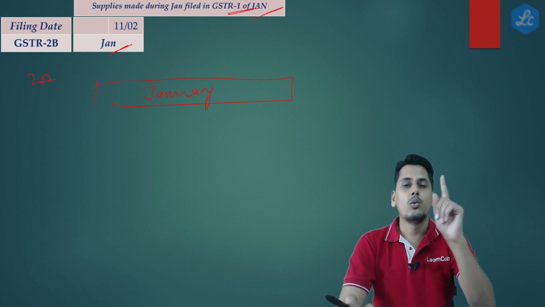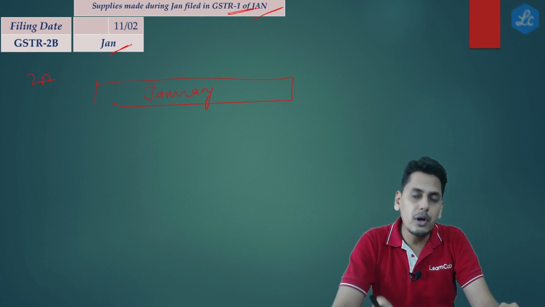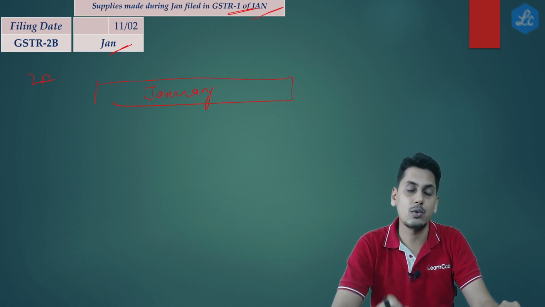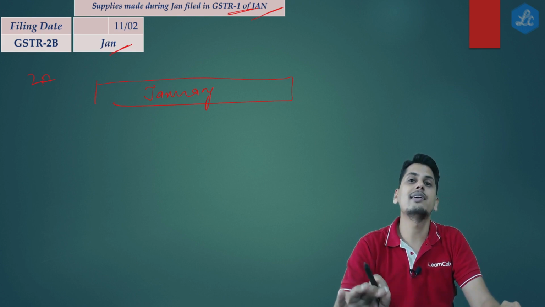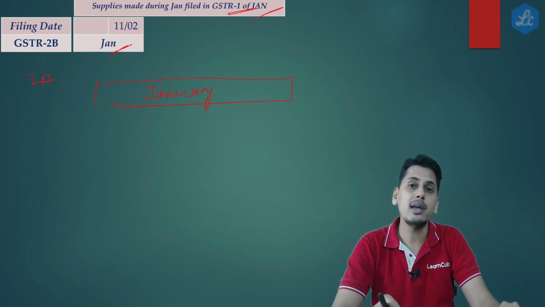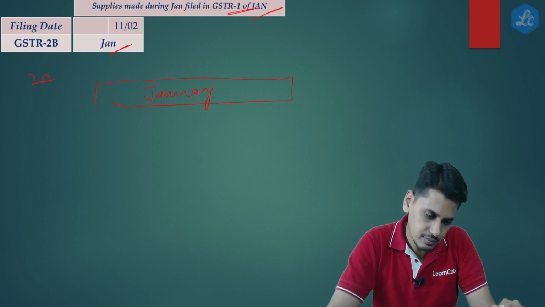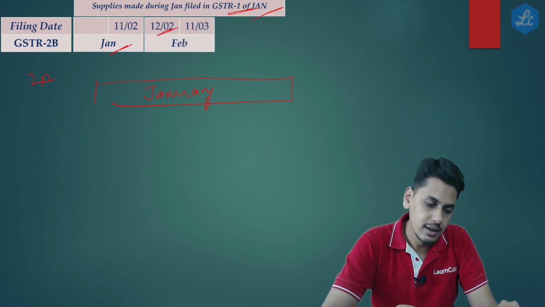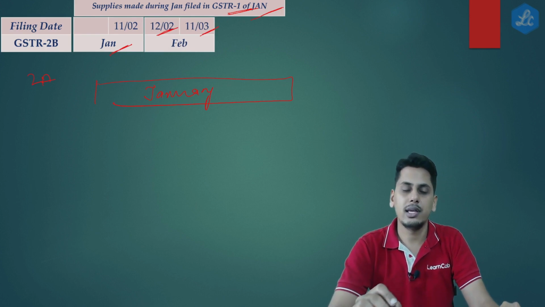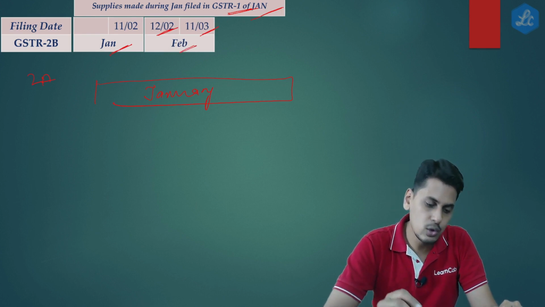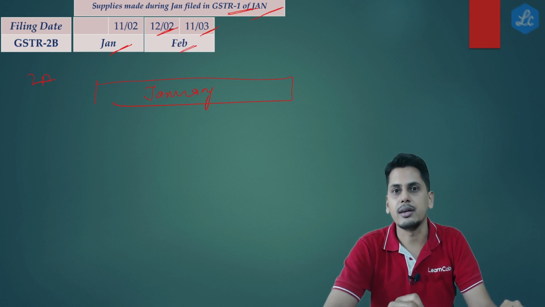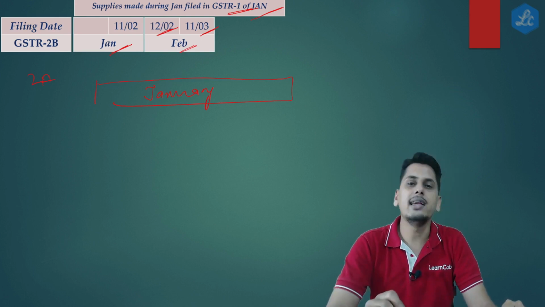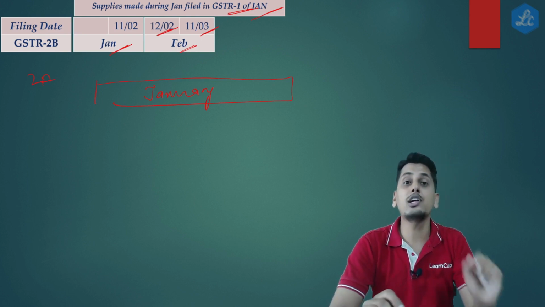Friends, what is the due date of filing February month's GSTR1? The due date of filing February month's GSTR1 happens to be 11th of March. So friends, if it is filed on or after 12th of February till 11th of March, it will appear in GSTR2B of February. The next thought, what if it is filed on or after 12th of March?